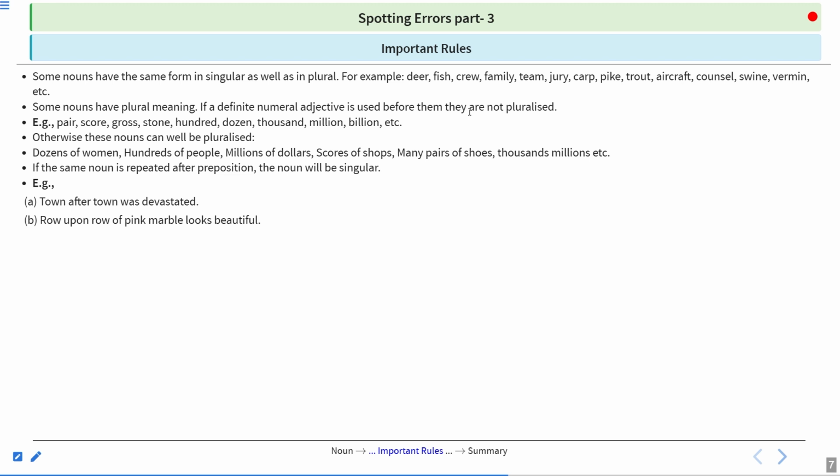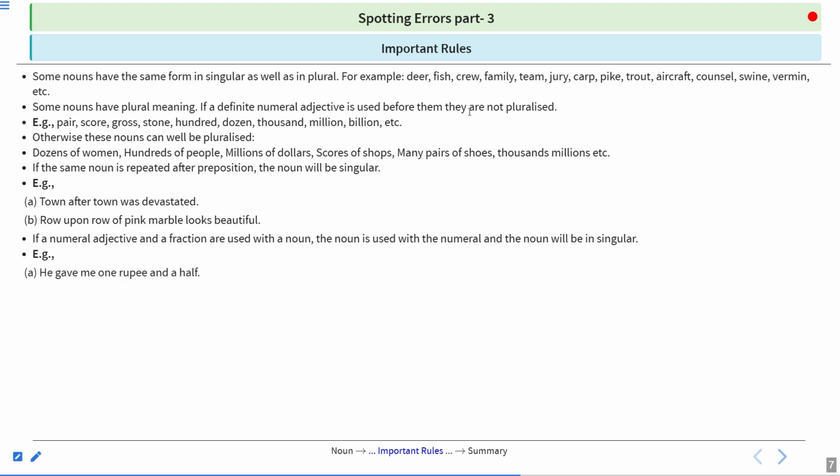Row upon row of pink marble looks beautiful. Here we have used the preposition upon. Again, row upon row. If a numeral adjective and a fraction are used with the noun, the noun will be in singular. He gave me 1 rupee and a half. She gave me 2 rupees and a quarter.